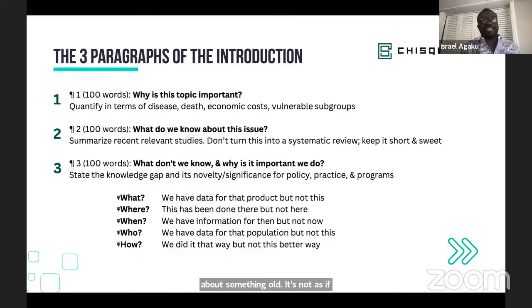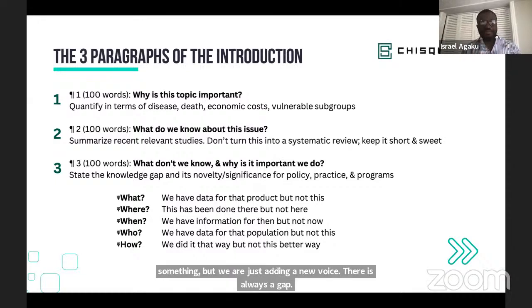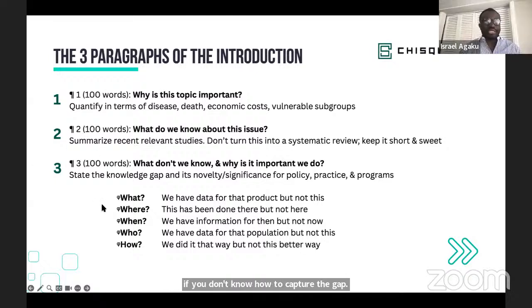No. Other people have said something, but we are just adding a new voice. There is always a gap. And if you don't know how to capture the gap, you can simply use the interrogative pronouns, which is what, where, when, who, and how.